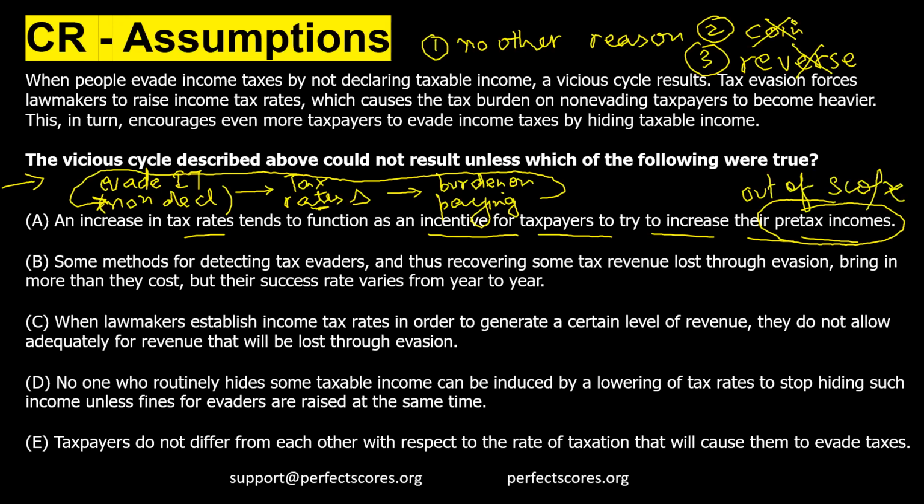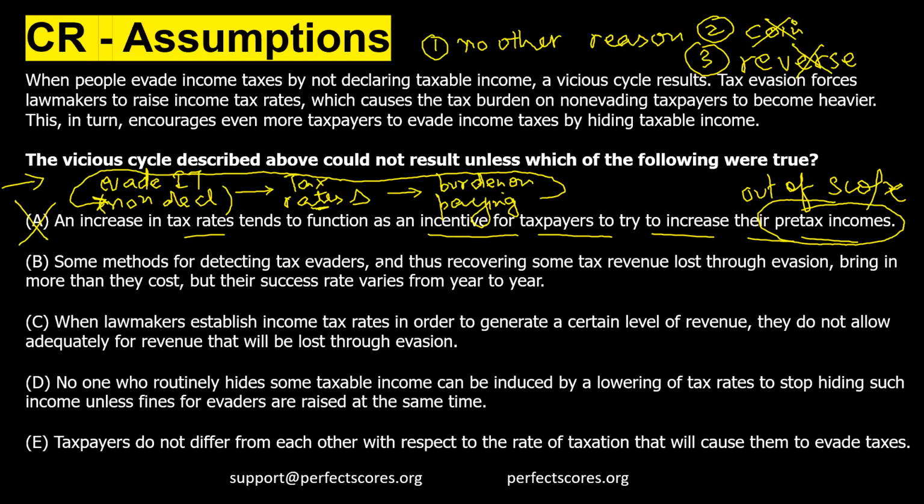We are not talking about pre-tax incomes. Although if you look at A, outside this argument, it would make sense, but within this argument, within the boundary and within the scope, it's not making sense. So A is eliminated. Let's look at B.